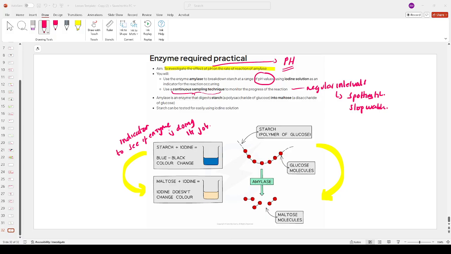We're going to look at the method. Does everyone here know what a spotting tile is? If you've done this experiment before, you don't need to write it down, you just need to know it really. Just know it well. Do you know this? Are you okay with this? Are you familiar with this information?